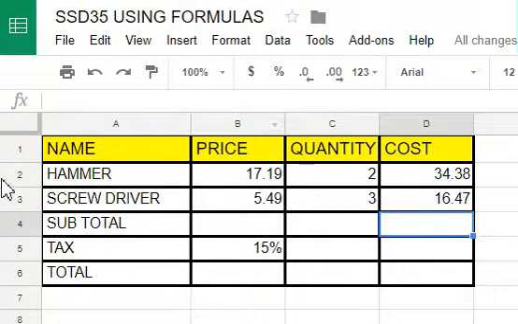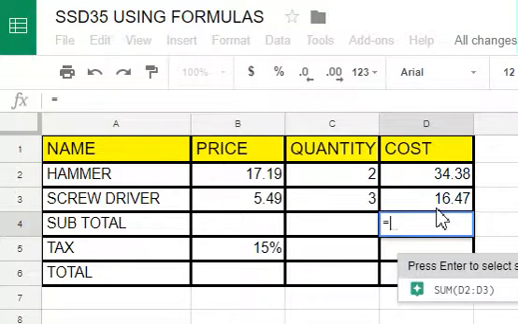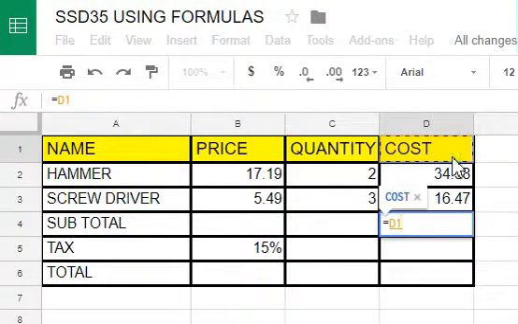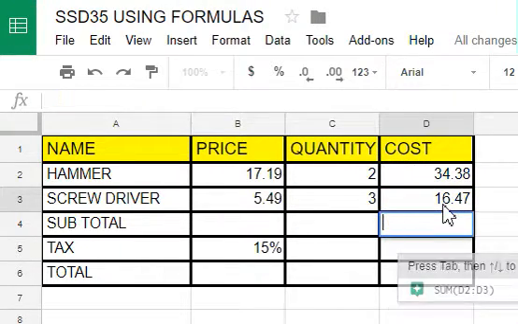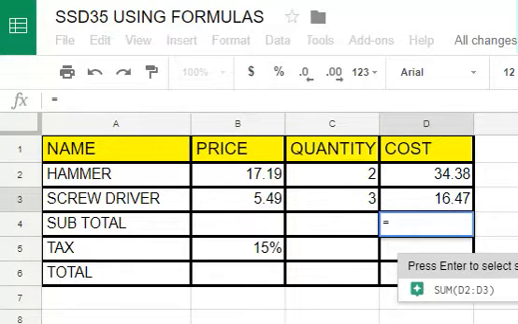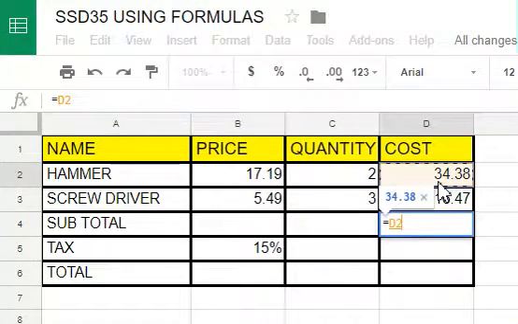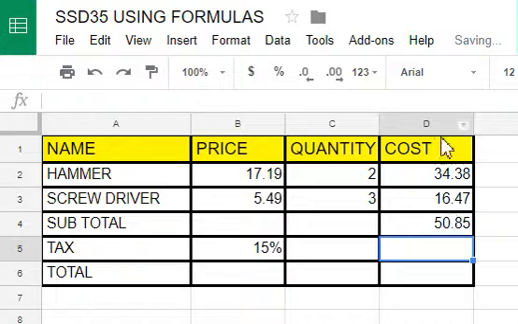$16.47. So now I want to get a subtotal, so I'm going to click on cell D4, and press the equal sign, and I want D4 to equal what's in D2 plus what's in D3. Oops, sorry, I got that wrong. Let's go back here. I want it to equal what's in D2 plus what's in D3. So I press enter, and I get $50.85. So the answer is $50.85. The formula is D2 plus D3, the cost of the hammer plus the cost of the screwdrivers.